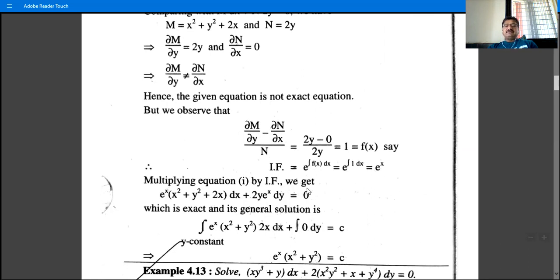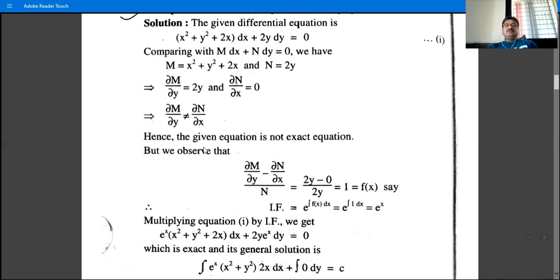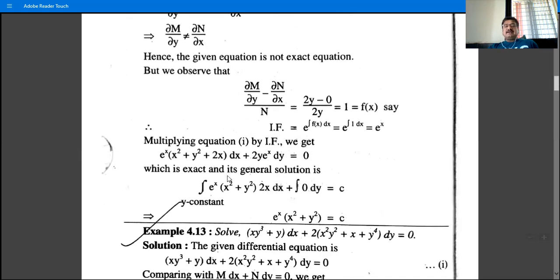So multiplying equation 1 by this integrating factor e raised to x, we have e raised to x in the bracket this dx plus 2y e raised to x dy is equal to 0, and which is an exact differential equation. This differential equation becomes an exact differential equation. No need to check.